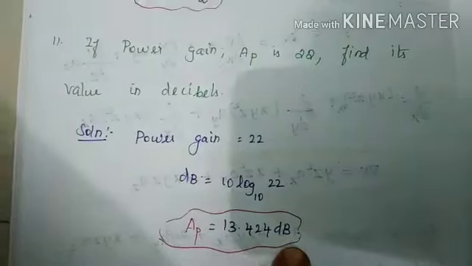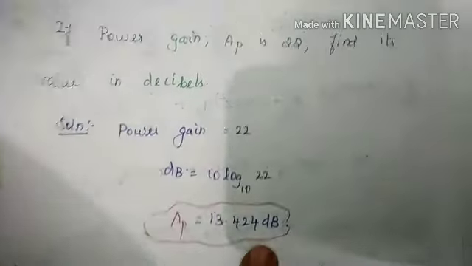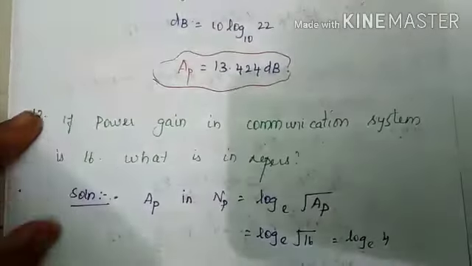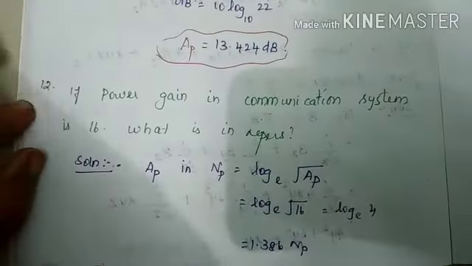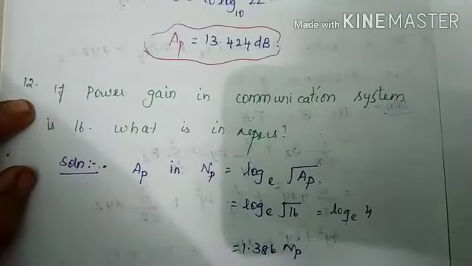13.424 decibel. Right? Now we are going to the next problem. Power gain in the communication system is 16. What is it in Nepers?